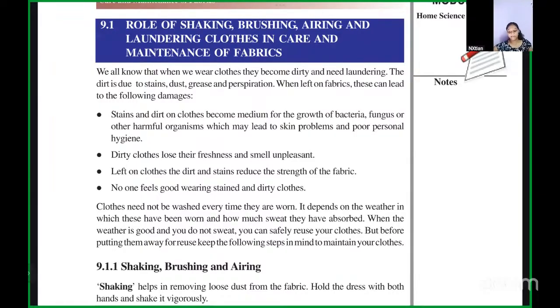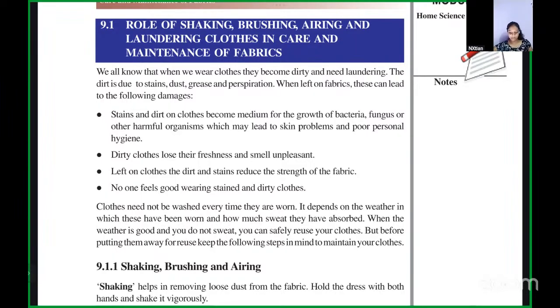The first topic we have is the role of shaking, brushing, airing, and laundering clothes in care and maintenance of fabrics. Okay, four things I mentioned here: shaking clothes, brushing clothes, airing clothes, and laundering clothes. We will take a look at what all of it is, what the meaning is, and how to do it.